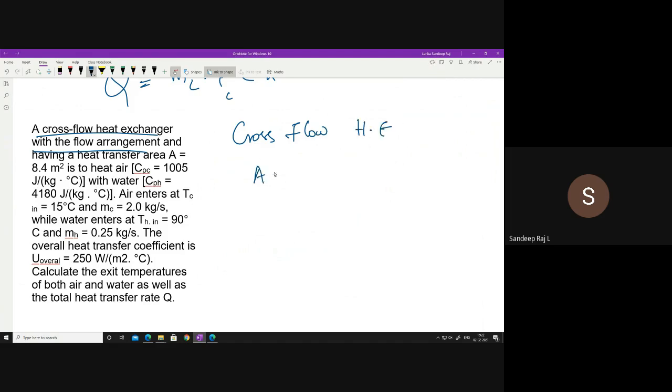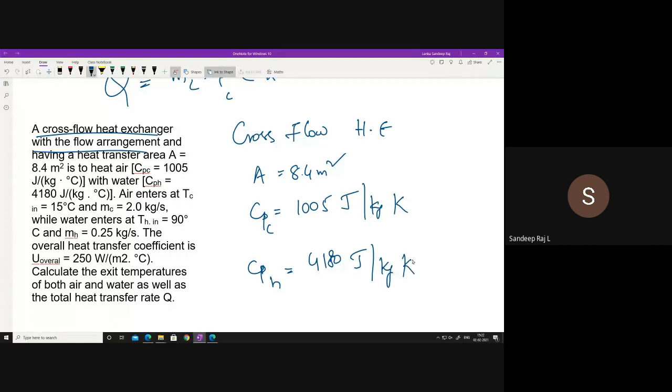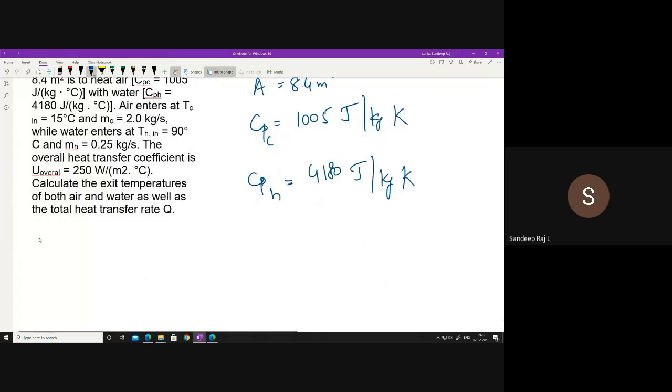Then area is given to you. It is 8.4 meters square. Then CPC is given as 1005 joule per kg Kelvin. Degree centigrade ఇచ్చినా Kelvin అని డైరెక్ట్ గా రాసేస్తారు. CPH 4180, వాల్యూస్ చూస్తేనే అర్థమవుతుంది ఇది ఎయిర్, వాటర్ అని. సో ఎయిర్ ఈజ్ ఎంటరింగ్, కోల్డ్ కి స్మాల్ t ఇన్ అయితే 1 కాబట్టి అది 15 అవుతుంది. Then m dot c is given as 2.0 kg per second.